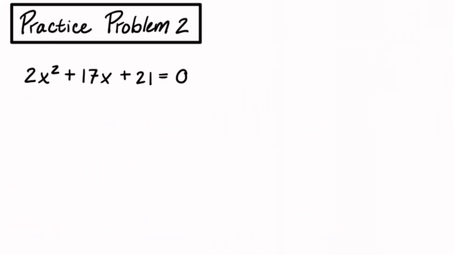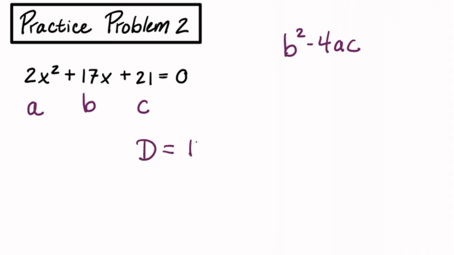All right, let's try another practice problem. Go ahead here and pause if you'd like and solve, but I'm going to forge ahead. So b squared minus 4ac, that is our discriminant again. Our b would be 17, our a would be 2, and our c would be 21. So in this case, our discriminant is going to be equal to 17 squared minus 4 times our a term, which is 2, times our c term, which is 21.